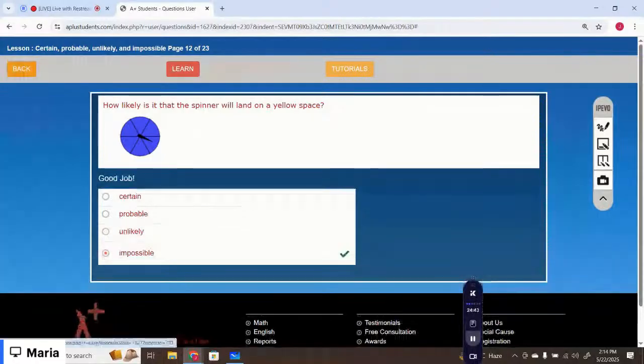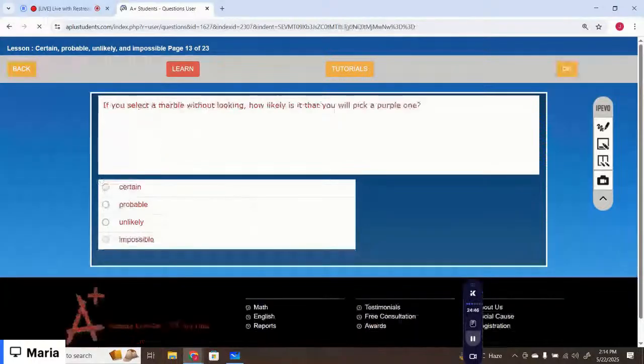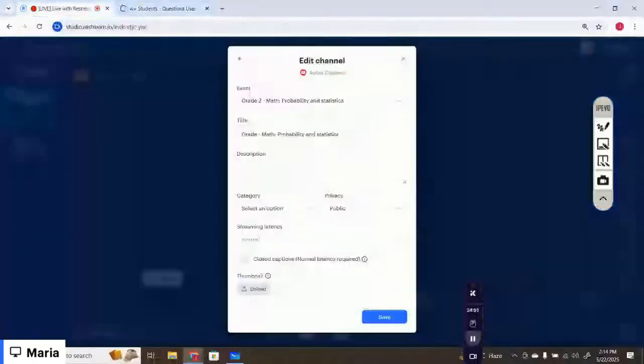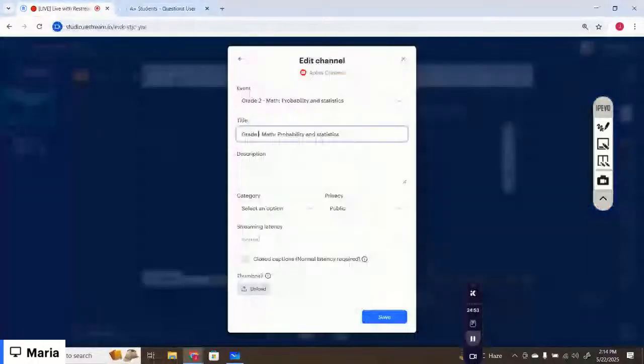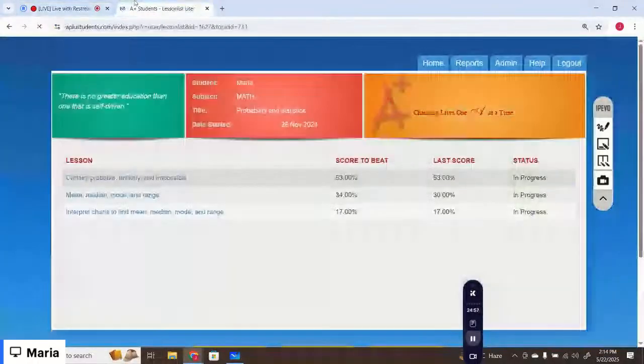Okay, you can complete the lesson by yourself. Today, the teacher will teach the next lesson, mean, median, and range.